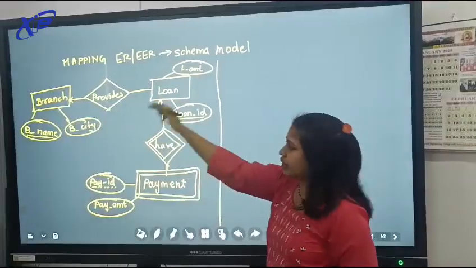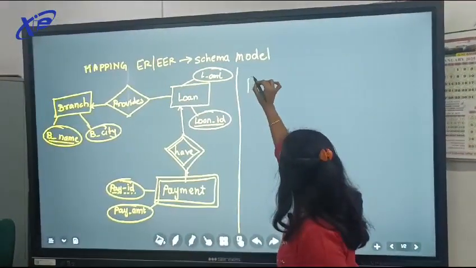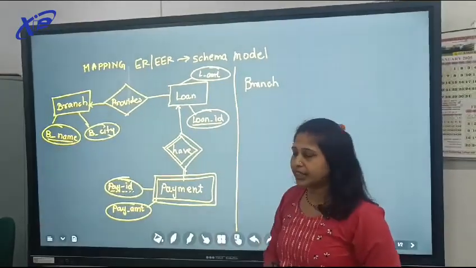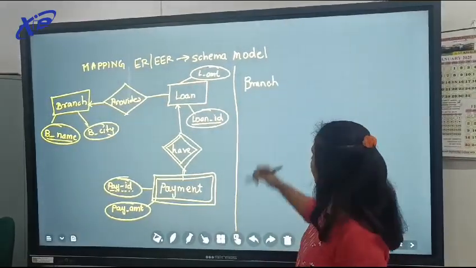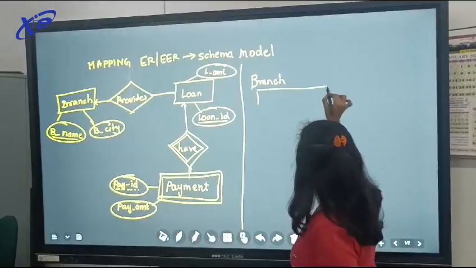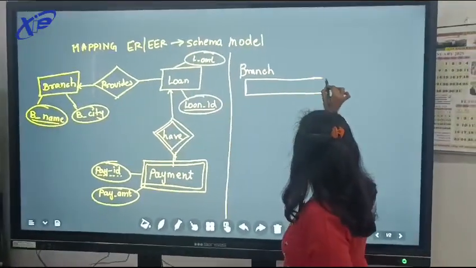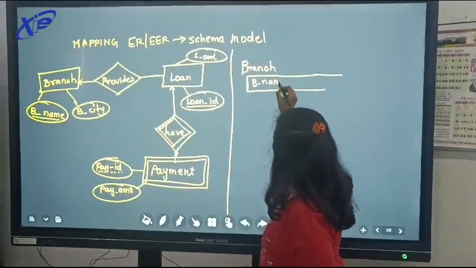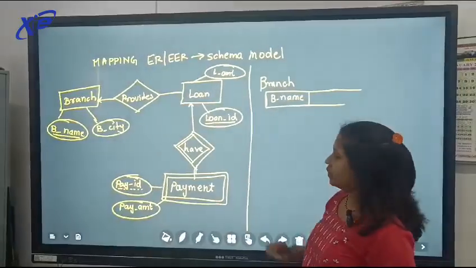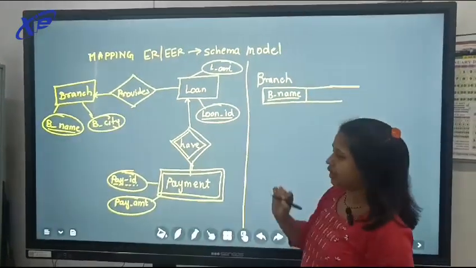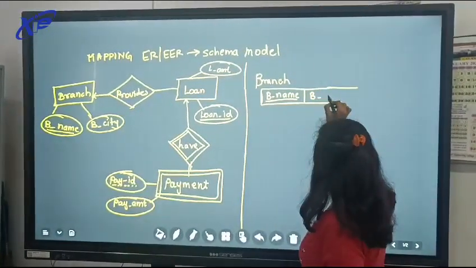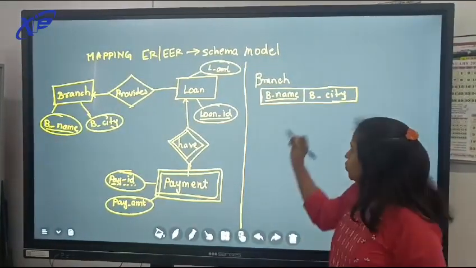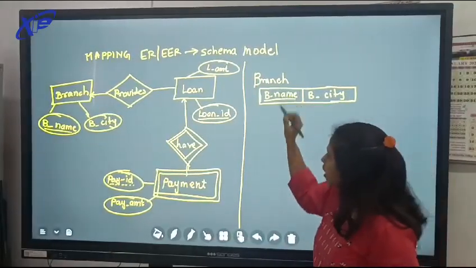So for schema model conversion, we will take first branch as the entity set. So branch entity set will be represented with the table name as branch with its own attributes. So in branch, we have the attribute branch name. Branch name will be the first column with its own primary key. And second column is branch city. So here we are having two attributes or two columns related to the table branch.